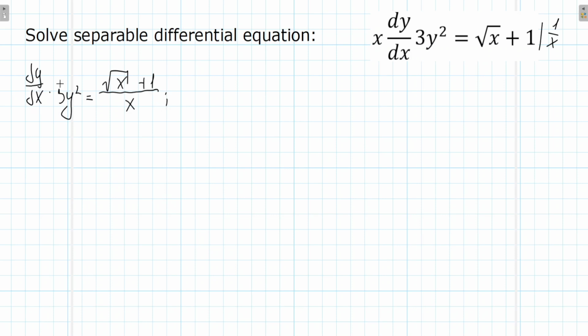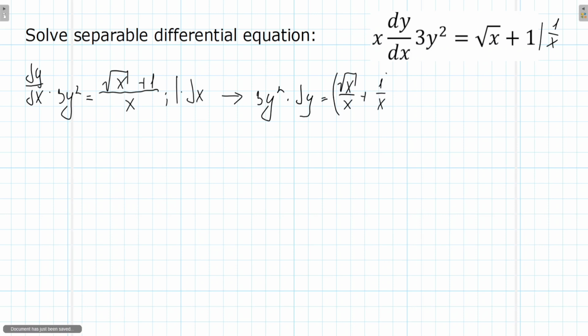We just need to multiply both sides by dx, and eventually we get 3y squared times dy is equal to the square root of x over x plus 1 over x, and all of this times dx. Now before we proceed, let's take a closer look at this statement.